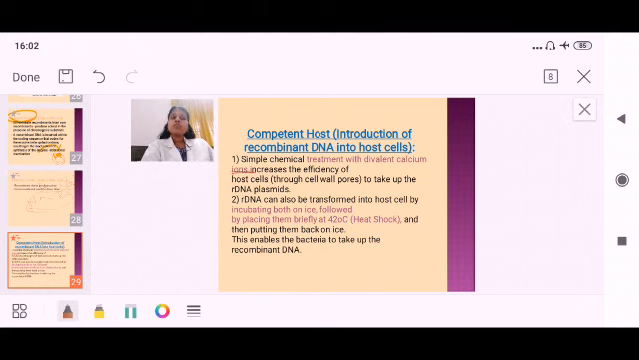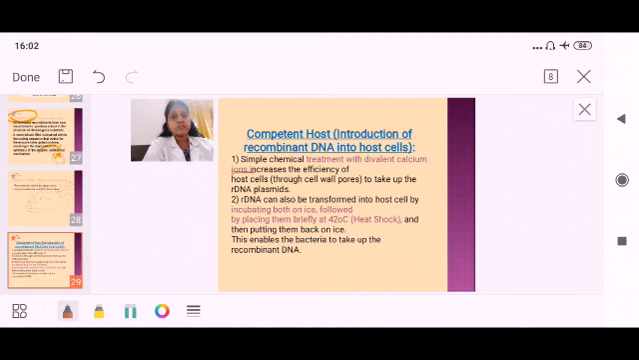So when I introduce the recombinant DNA nearby, the pore size and all will increase, and they will start to take up the rDNA. So when you do heat shock treatment also, the rDNA enters into the cells because the cells take time to adapt, and they find it difficult to adapt themselves.